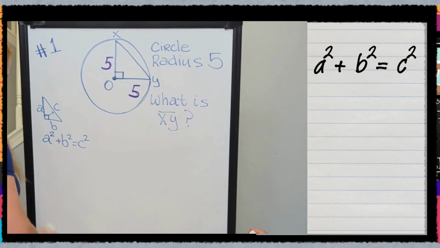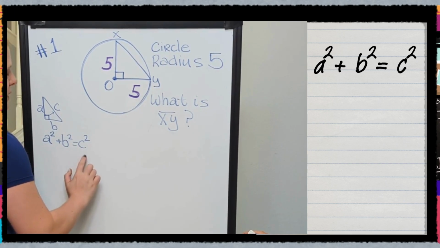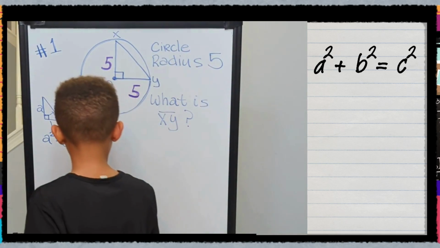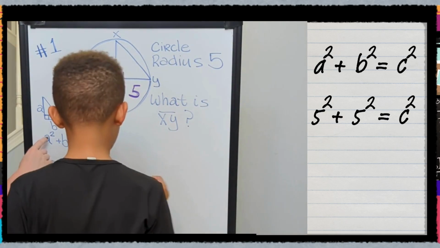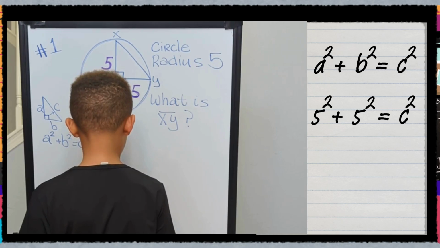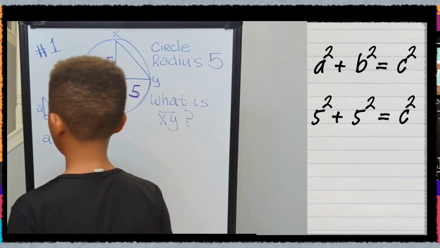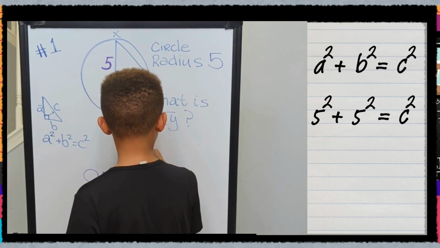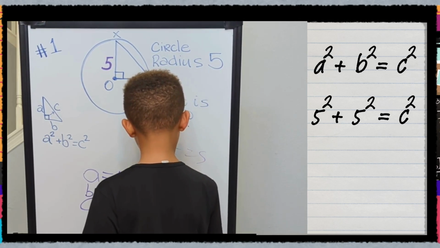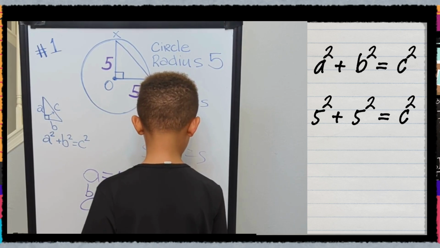So if we know 2 legs of this triangle, how could we write that equation? We're going to substitute, because we have those 5s. How do we write that? 5 squared and then another 5 squared, right? Okay. So what is 5 squared? 5 squared is 5 times 5, and that equals 25. So that means we have 2 25s.